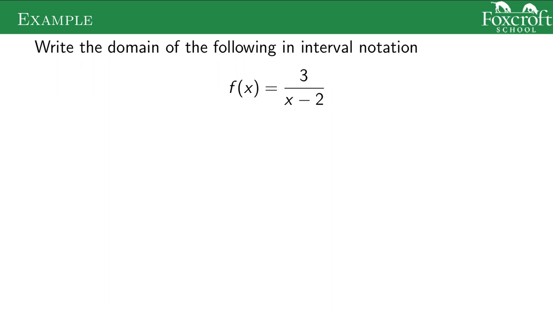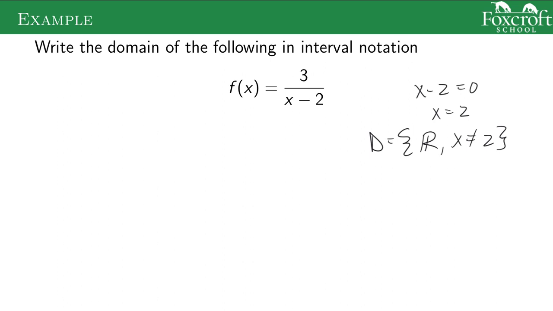All right, write the domain of the following in interval notation. So first, let's figure out the domain the way we would have before, and then convert it into interval notation. All right, so it's a rational function, there's division, so we take the bottom and set it equal to 0, and that gives me 2. All right, so my domain is everything but x can't be 2. So how do I write everything but 2 in interval notation?